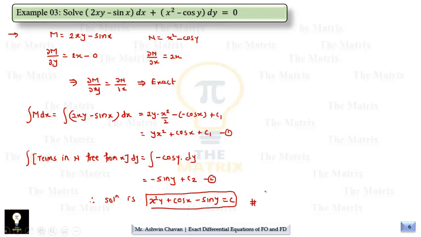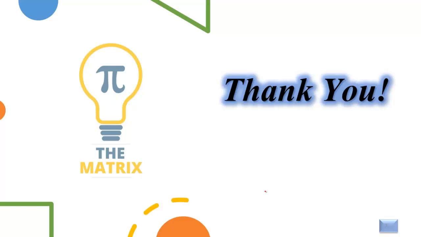So this way we come to the conclusion of how to solve an exact differential equation, and very first how to check whether a differential equation is exact or not. Before that, our differential equation must be in the form of Mdx plus Ndy, where M and N are functions of x and y. In the next lecture we will see what if the differential equation is non-exact, and how to solve them.